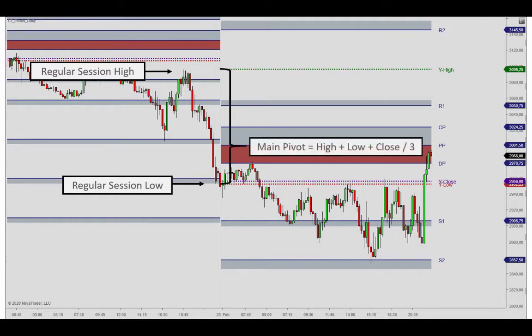The formula itself is still the same, but the input is taken from the regular session, and we see the regular session high was here, not back here. And so these support and resistance levels adjust accordingly. We see a nice touch here of the second support level following the regular open. As I said, depending on the instruments that you trade, you'll want to review whether to set your pivot levels based on the full session or the regular session high, low, and close.